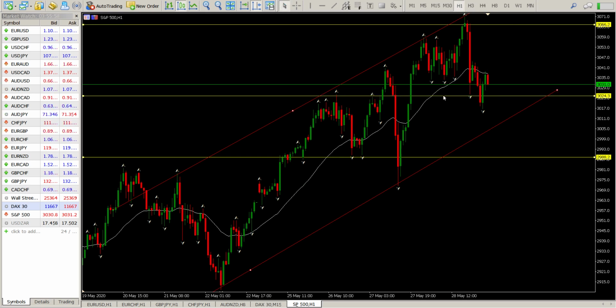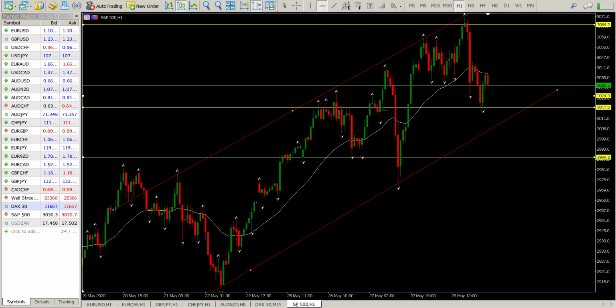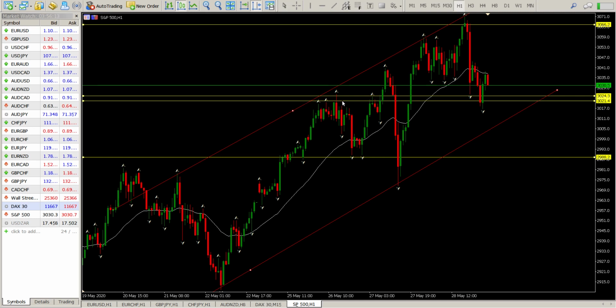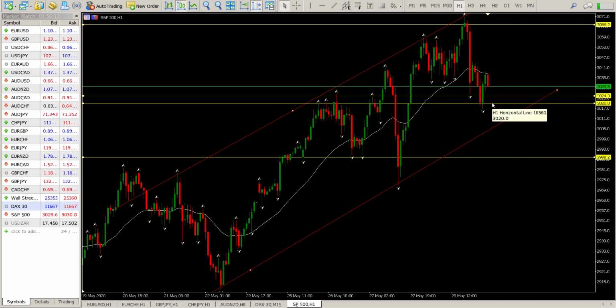And I can fine tune this level here. You know, this 3027, 3024, 3020 area. Just put another area in here. So all I'm doing is I'm picking up these inside fractals here, which will give me my zone.